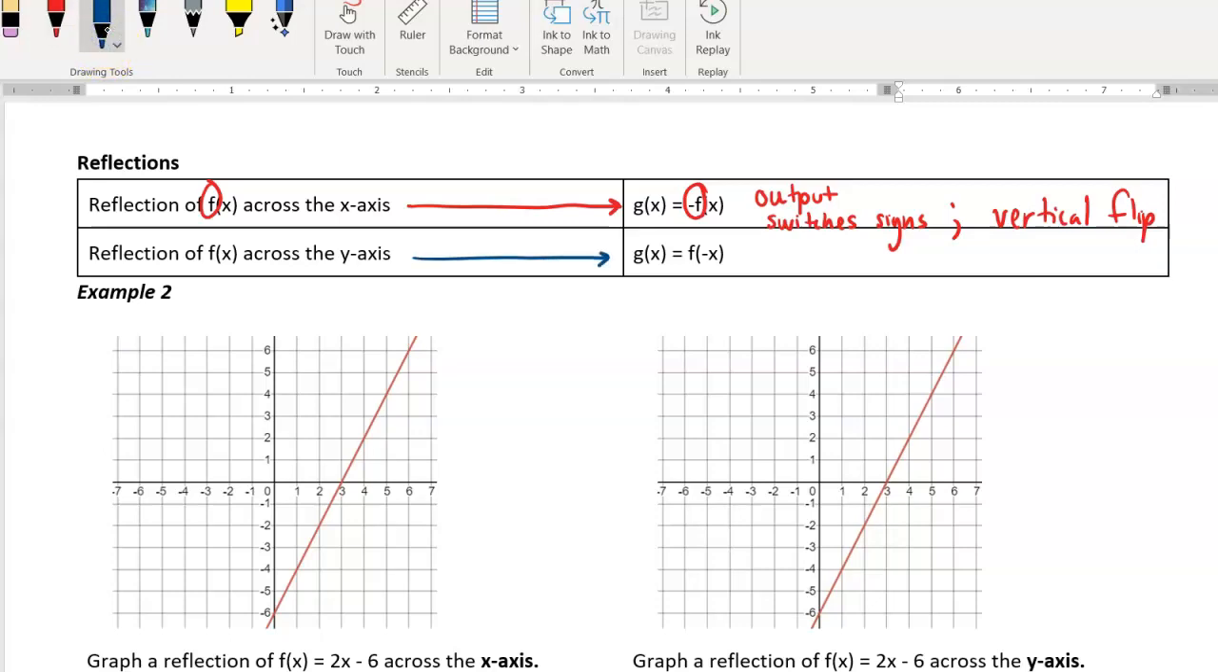And the difference between these two, you can see that our input is the opposite. So the input switches signs here.